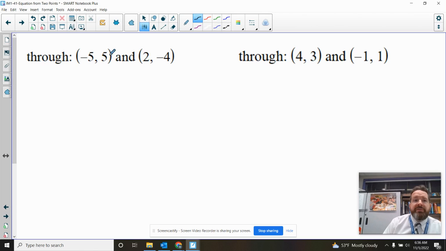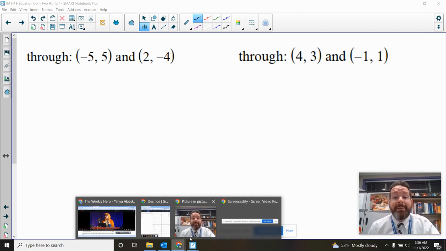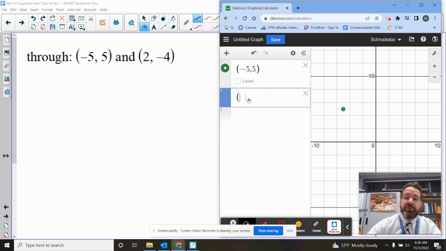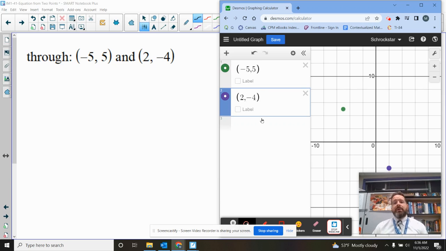I'm going to look for the equation of the line through (-5, 5) and (2, -4). I'm going to start by actually plotting those points in Desmos. So (-5, 5), there's one point, and then (2, -4), there's my second point. The reason I want to plot the points first is that when I calculate the slope, I have a sense of what sort of answer I should get.